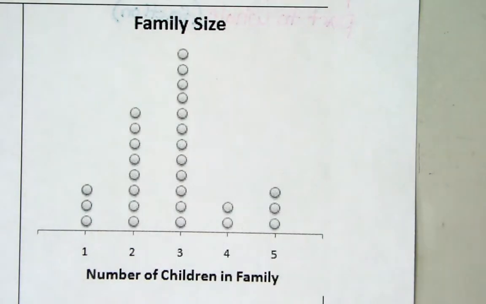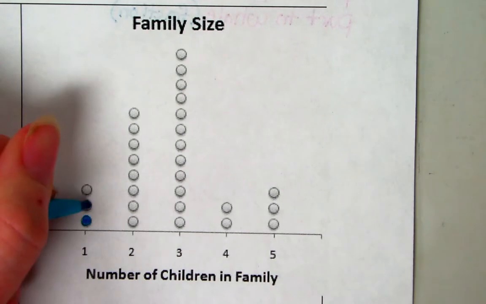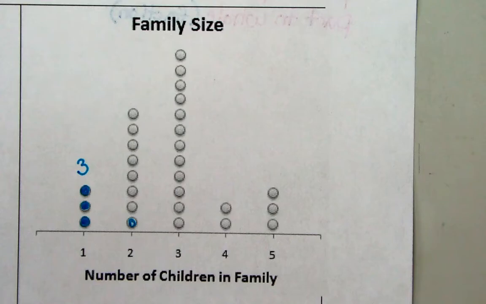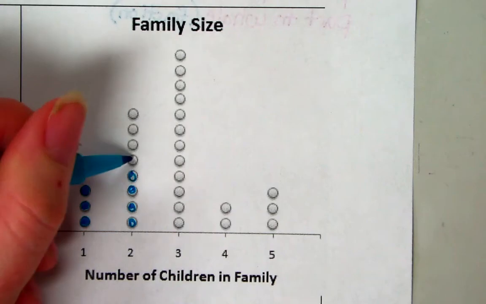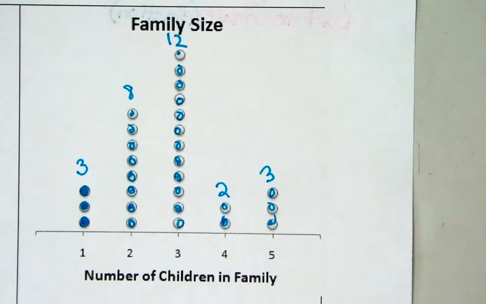If you look at this dot plot, it represents family size and number of children in a family. If you think of each of these dots as representing one piece of data, then you can see that 3 people said there's 1 child in their family. If I were you, I would write that number on top, just like a bar graph. It's a good idea. So 3, 8, 12, 2, 3.